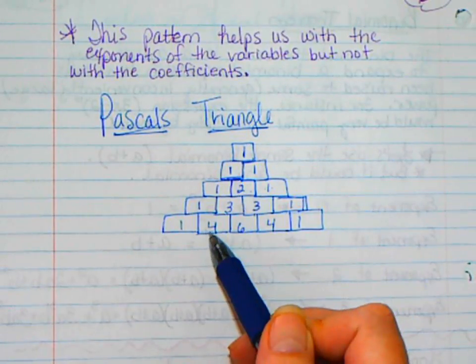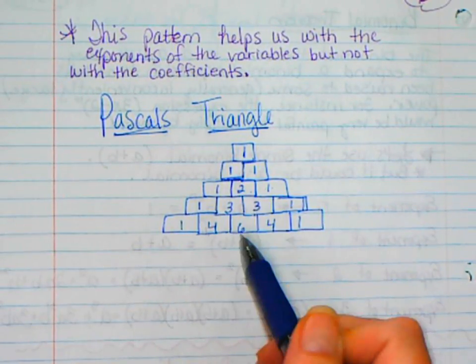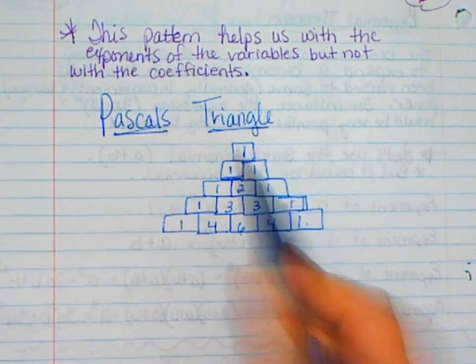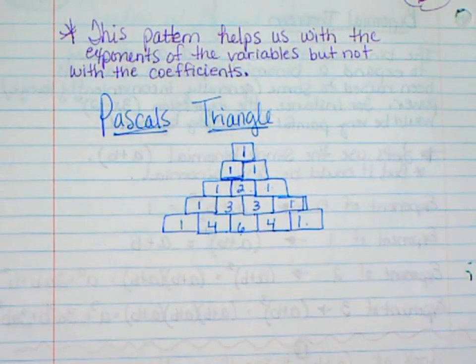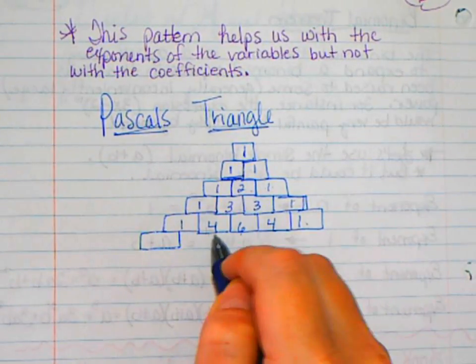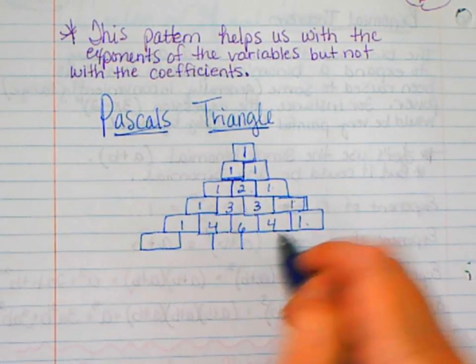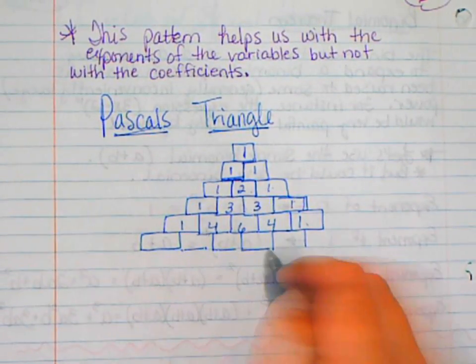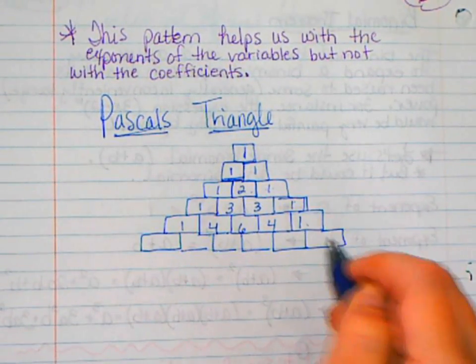For 4, 1 and 3 makes 4. 3 and 3 makes 6. For 4, 3 and 1 makes 4. You always have a 1 on the end. Okay? That's why you want to make sure everything's lined up, so you make sure you're adding the right boxes together. So in my next row, put a 1 on the end.